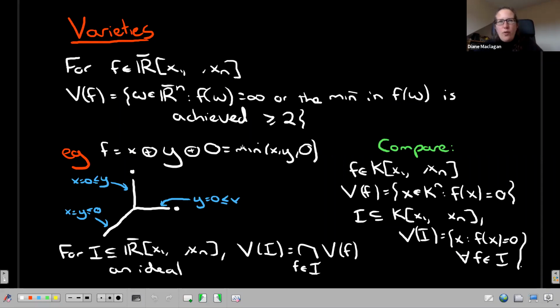So where is the minimum achieved at least twice? Along here, we have y equals 0 less than or equal to x. This is x equals 0 less than or equal to y, and x equals y less than or equal to 0. Then I've drawn these 2 points for infinity comma 0 and 0 comma infinity. Here the minimum is always at most 0, so the condition f of w equals infinity isn't relevant for this polynomial.